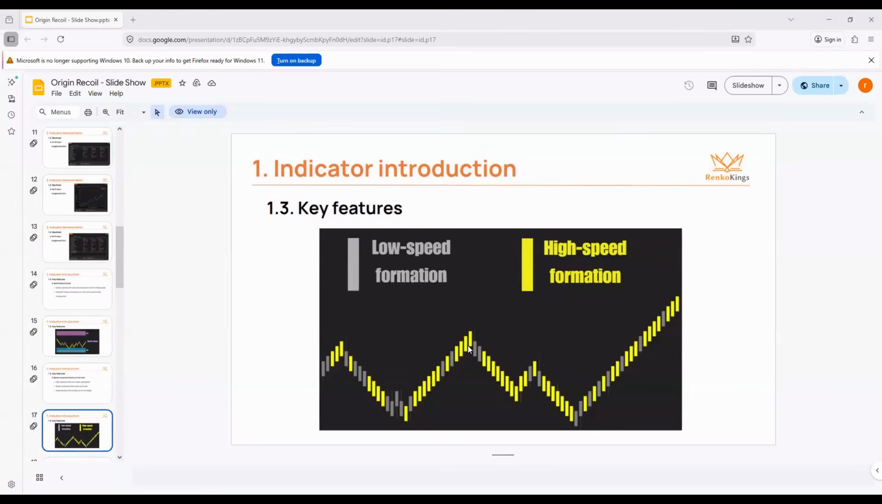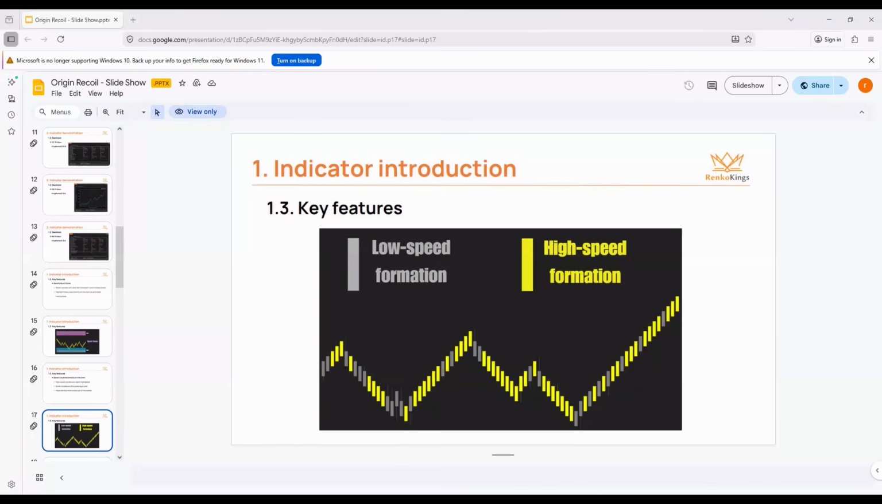So the bars are colored, right? When you have these gray bars, this just means not much is happening, low speed. The yellow bars just mean these bars are forming fast. So you know what? Maybe let's get to an actual chart. We can always come back to the slideshow.